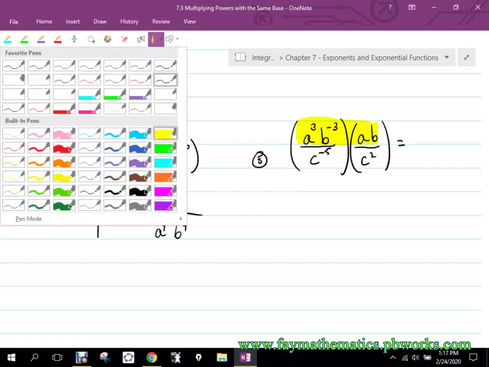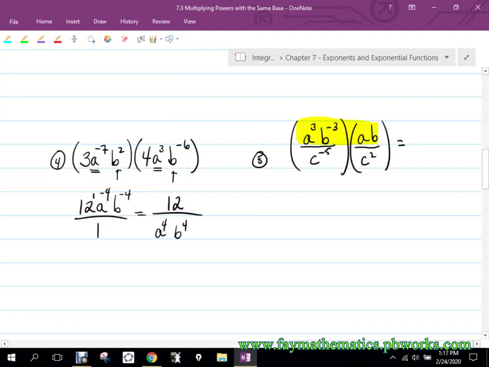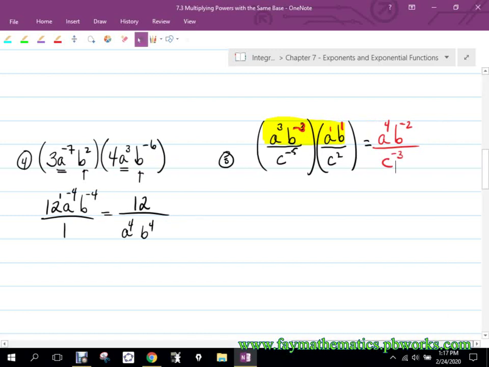So if I rewrite my A's, it's going to be A to the what? A to the fourth. Okay? My B's are going to be negative second. Because that's B to the first, right? So negative 3 plus 1 is going to be negative 2. Now I'm going to do the bottom. C to the what? C to the negative third.